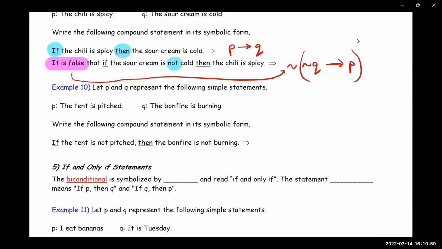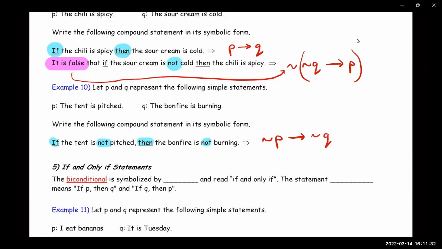So what would you start off with first? Squiggly line P, arrow, squiggly line Q. Yeah, I think that looks right to me because if it's not pitched, that's not P. And then if then, that means the arrow. The bonfire is not burning, that's not Q. All right, cool. That is right.